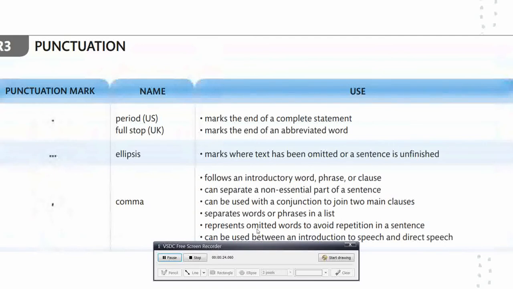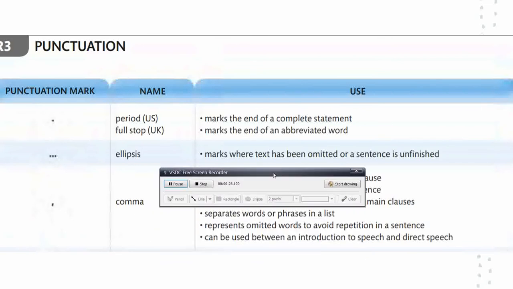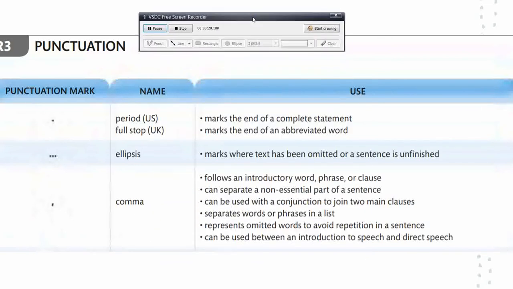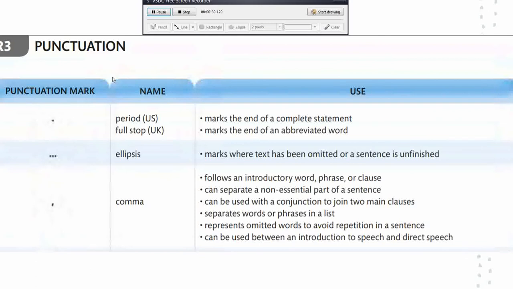Punctuation, we have got three columns over here. Let us see what we have in the three columns. In the first column, we have the punctuation mark. The second one, the name by which we refer. And third is the usage. Let us look at the first punctuation mark. We have the period or the full stop.